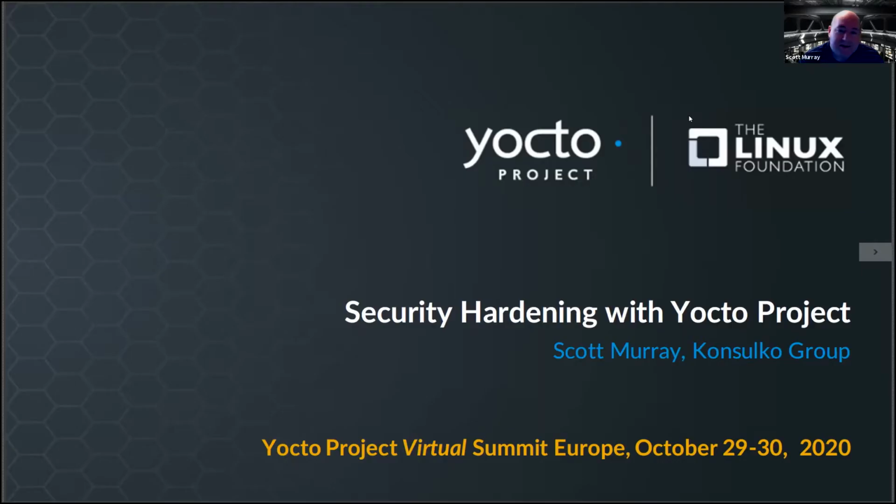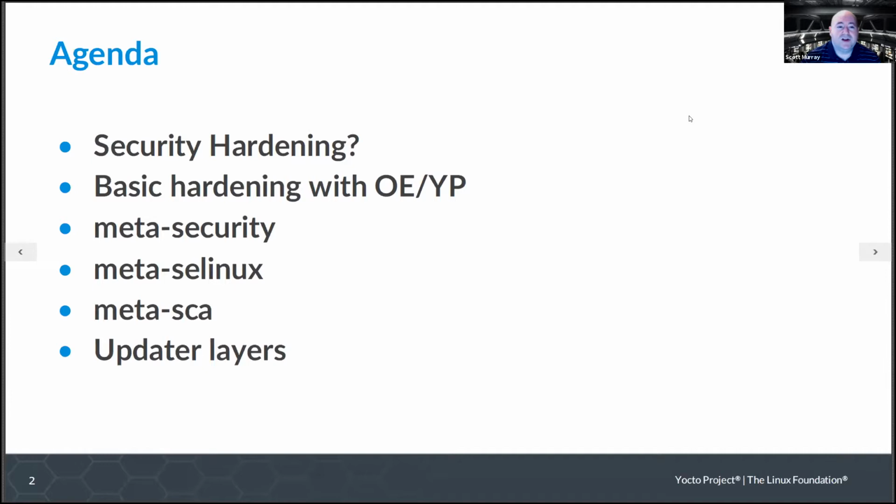This is security hardening with the Yocto Project. I guess I'll jump through the agenda here. Basically, I'm going to run through what security hardening is when I say that with respect to Yocto, and some basic hardening things you can do with OpenEmbedded and Yocto Project. Then I'm going to run through some description of what's in the meta-security, meta-SELinux and meta-SCA layers that's useful, as well as some of the choices for updater layers.